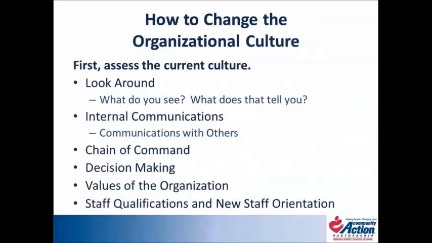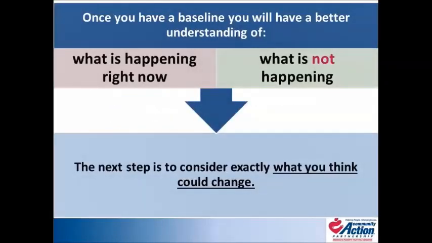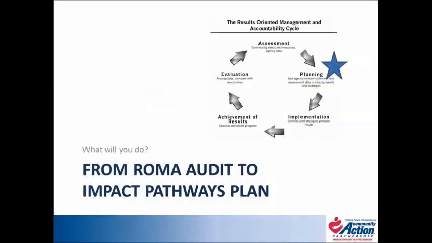So we have a handout that you can use to help you look at some things about your culture that will help you really find out what's happening before you start to try to make a plan to change. Then once you see what's happening and what's not happening, you'll be able to identify something that you could change. And the identification of that change leads you to the planning process. And we've come up with this idea of a pathways plan to impact your agency's movement towards ROMA. So we're going to talk a little bit about what that plan might look like.